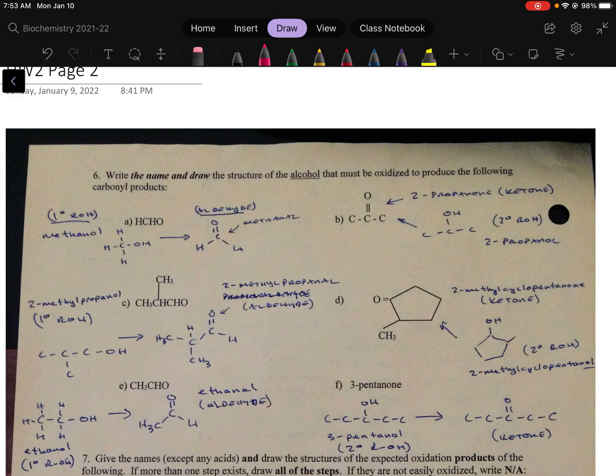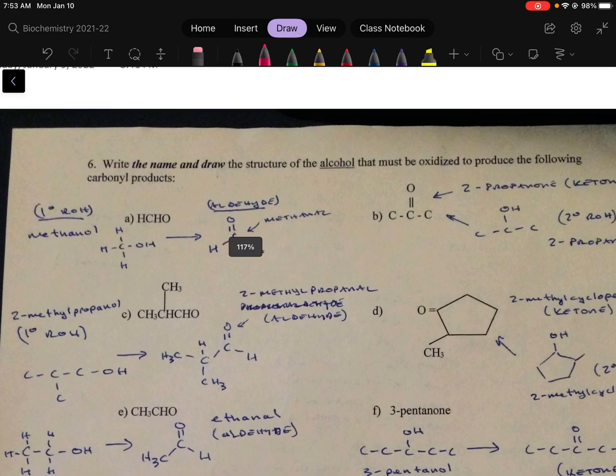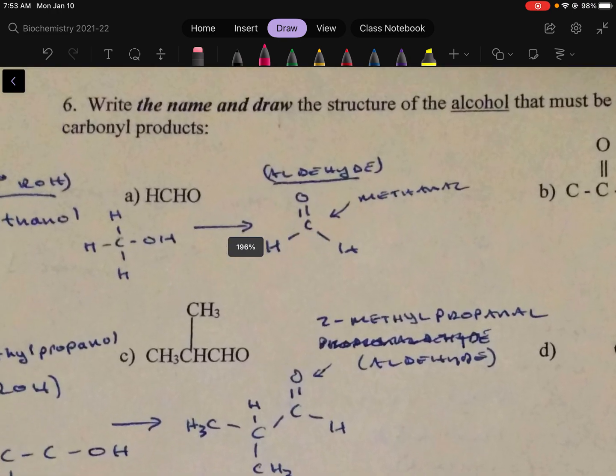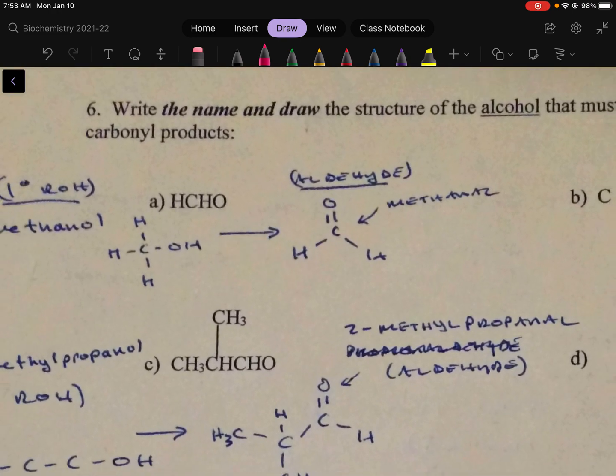Let's flip over to the back of the green assignment, number 6. We'll start with that. This is a little bit of backwards thinking. It's asking you to name and draw the structure of the alcohol that must be oxidized to produce the following products. What are the products? If it were me, I would take this shorthand version and draw it out. If you draw that out, Lewis structure, you see that that is an aldehyde. What types of alcohols oxidize to form aldehydes?